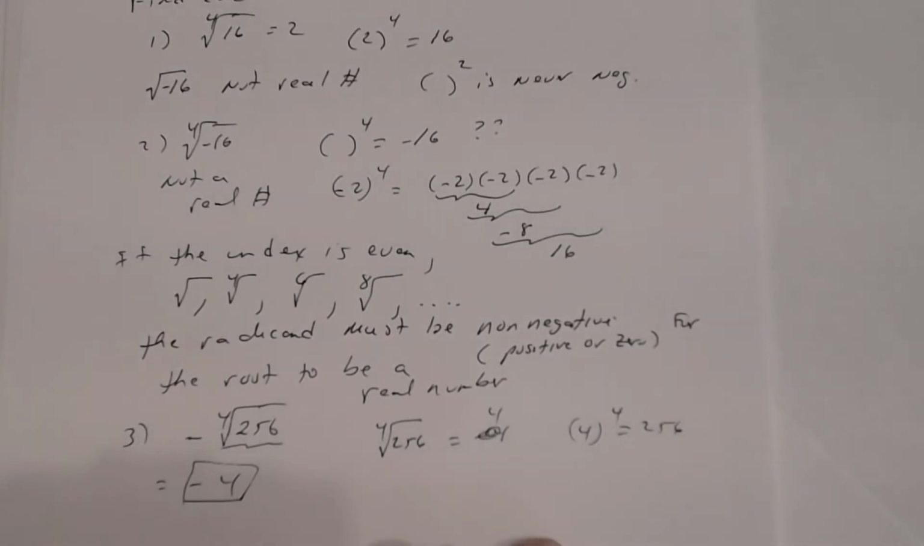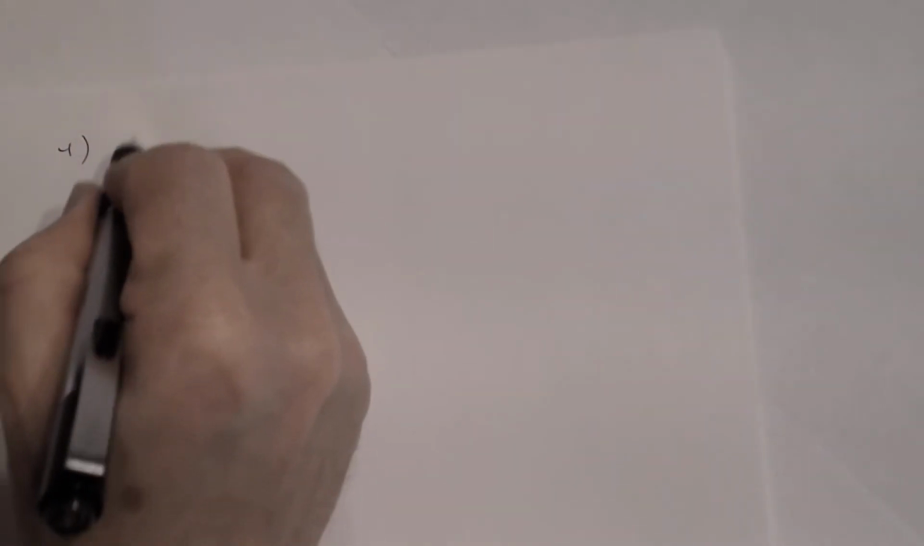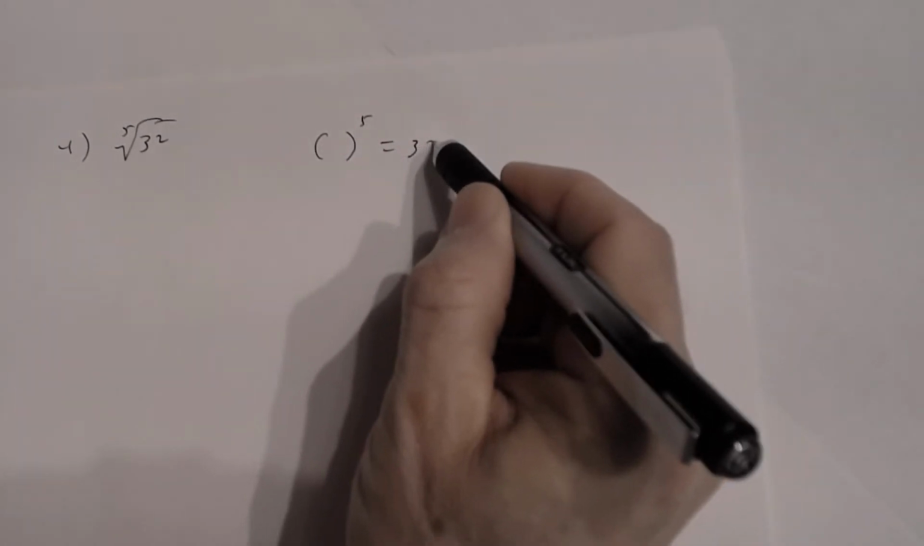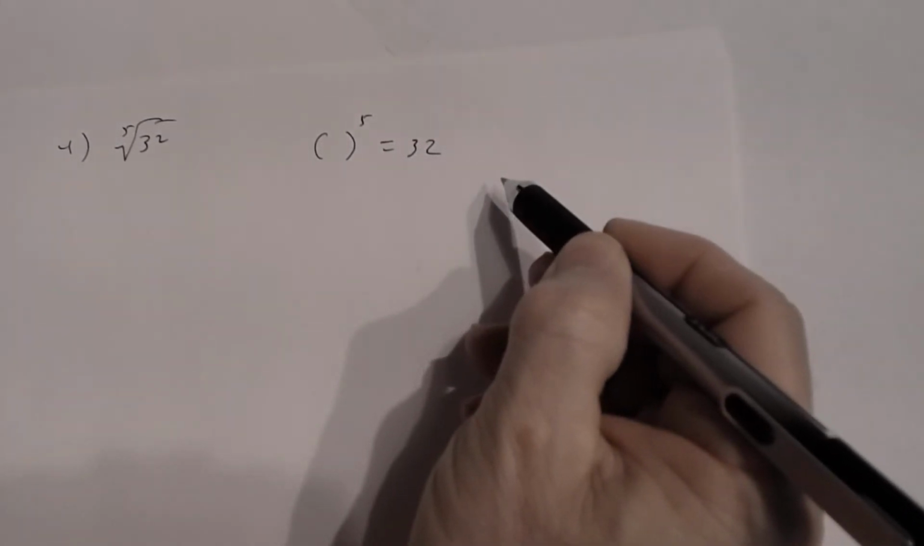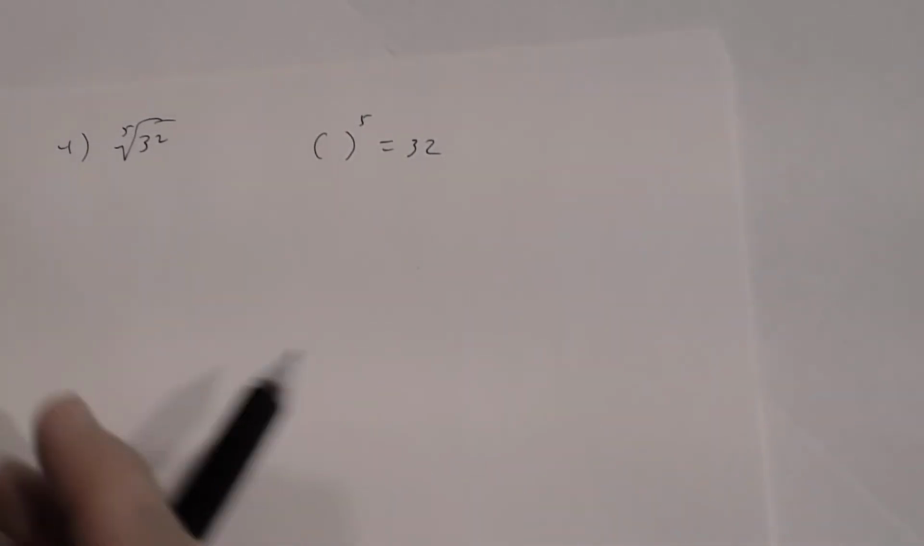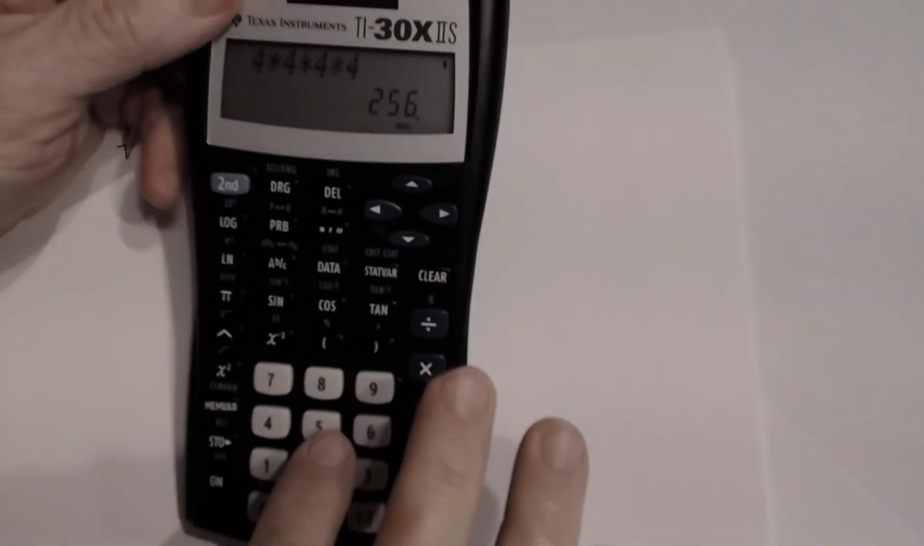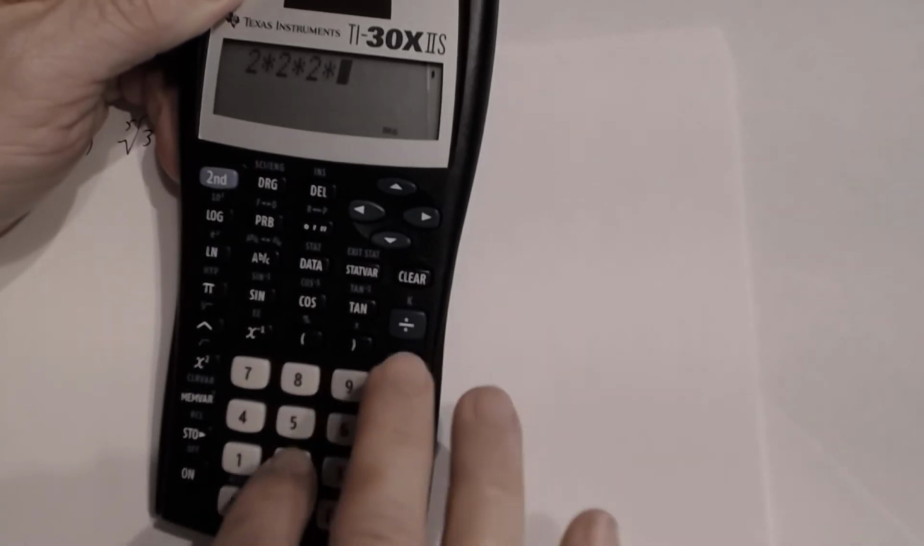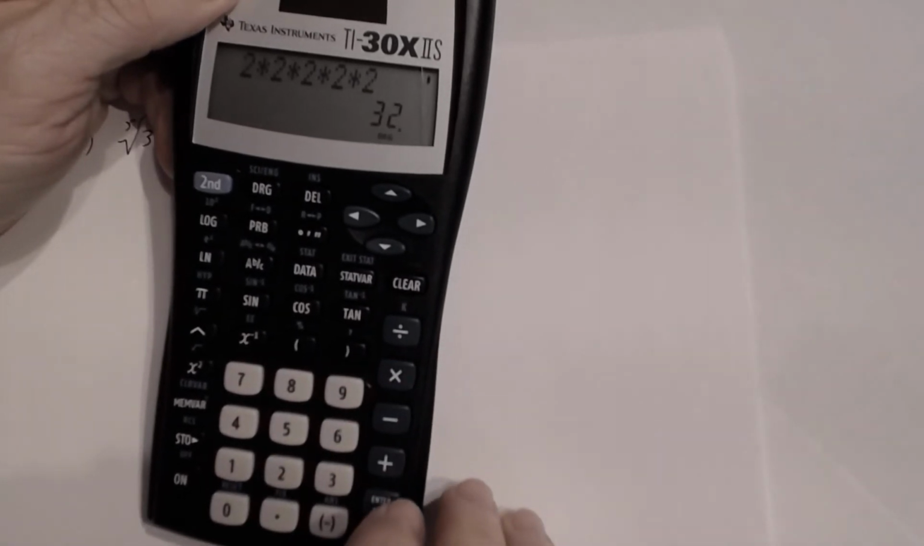All right, number 4. Let's suppose number 4, I had this for number 4. All right, we have the 5th root of 32. So I'm asking, what times itself 5 times is 32? So what times itself 5 times is 32? All right, well, try some numbers, just like we did here. So let's try 2. 2 times 2 times 2 times 2 times 2, 32, right?